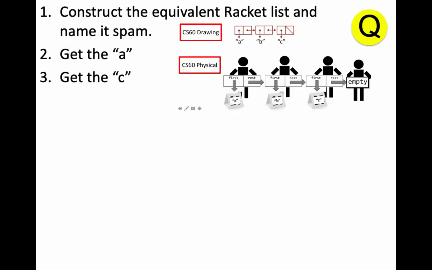Okay, before looking at your solution for either of them, I want you to try and do the same thing in Racket. So you're going to construct an equivalent Racket list and name it spam, and then I want you to get the A and get the C. And you should pause the video, but feel free to go back to the previous problem in case you catch any mistakes you made there. So you'll pause it and then I'll go over the answer next.